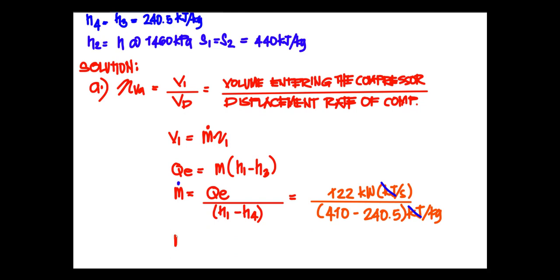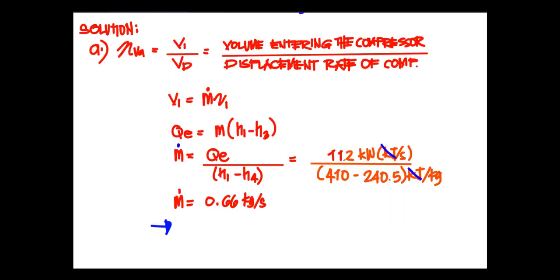So we have your mass flow rate now equal to 112 divided by that difference. Okay. Then we have the mass flow rate, which is equal to 0.66, in kilogram per second. So we can compute now our V1. So that will be 0.66 kilogram per second.